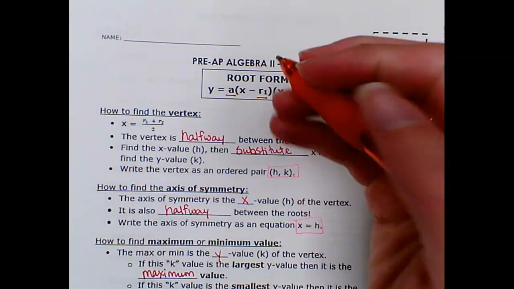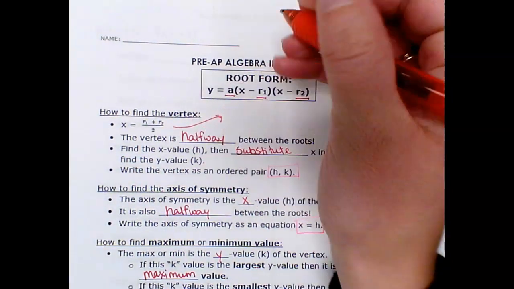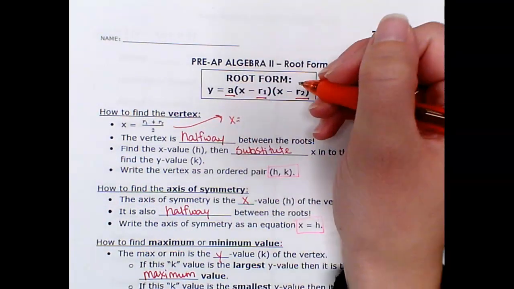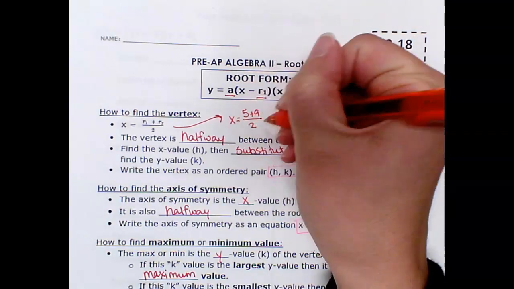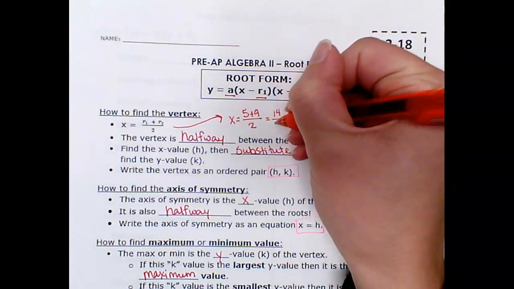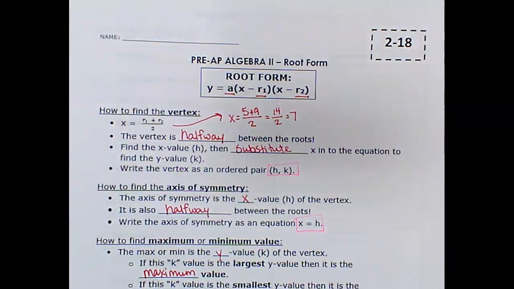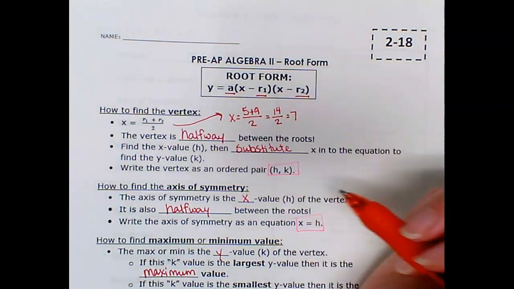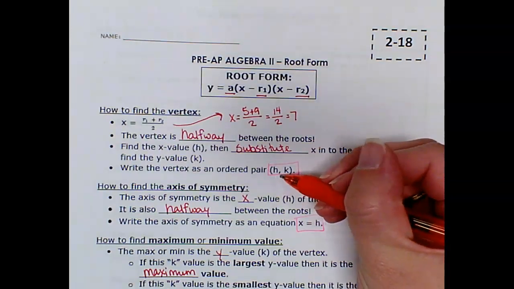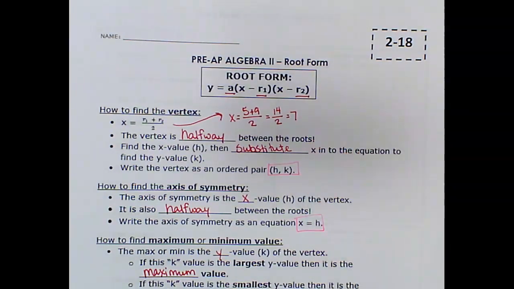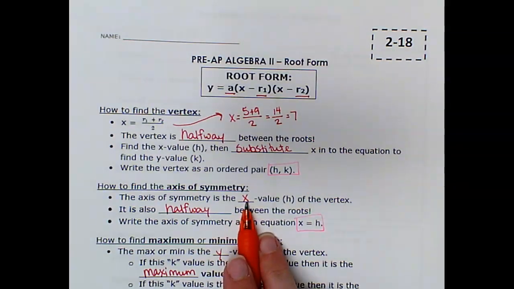Let's say, this is just an example, that your roots are 5 and 9. If I add 5 plus 9, I get 14. And if I divide by 2, I get 7, because 7 is halfway between 5 and 9. So 7 would be the x value of my vertex, and then I would substitute 7 into the equation to find the y value. Remember that your vertex is a location, so you write it as an ordered pair, h comma k.